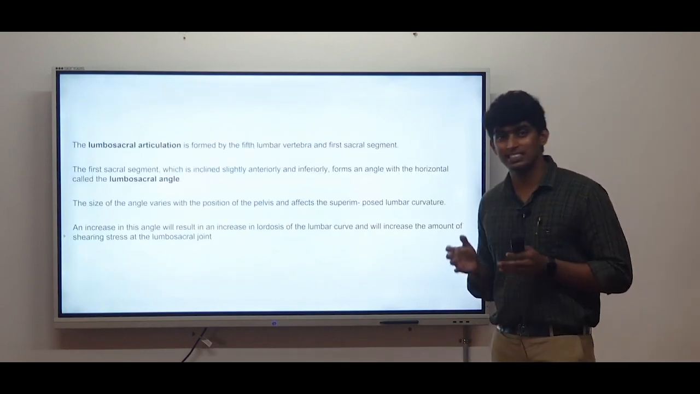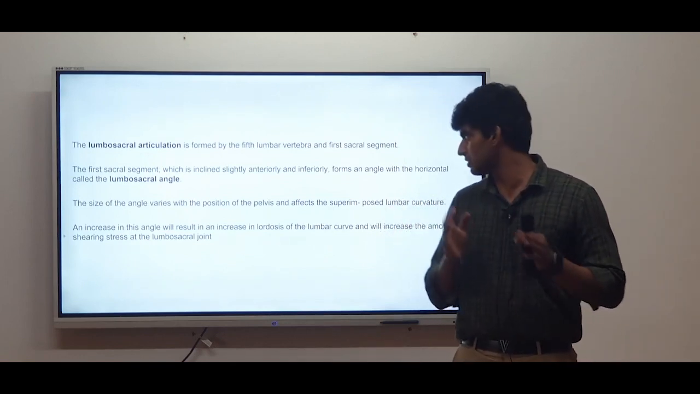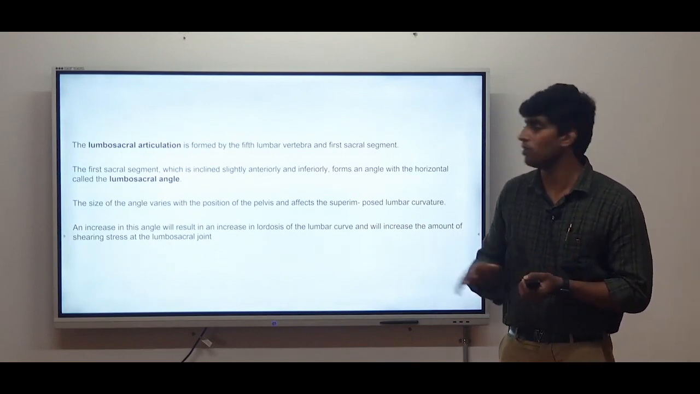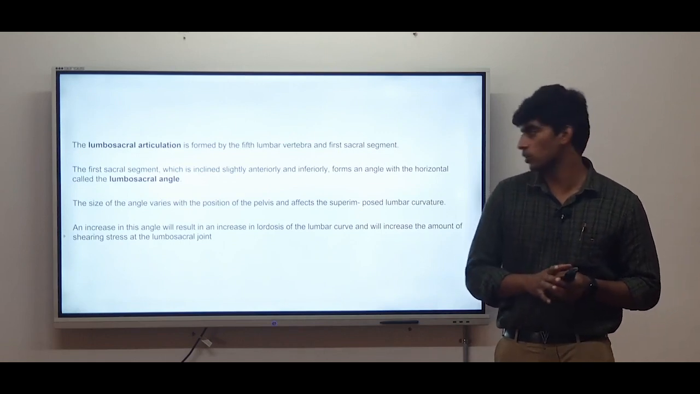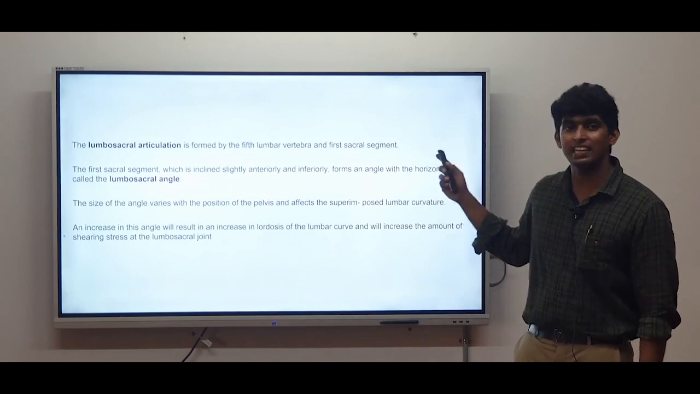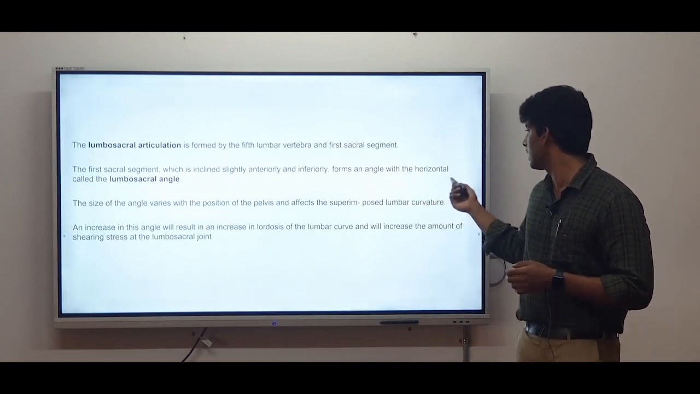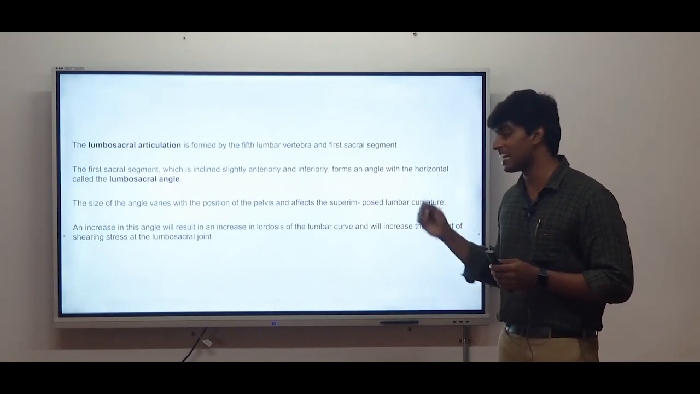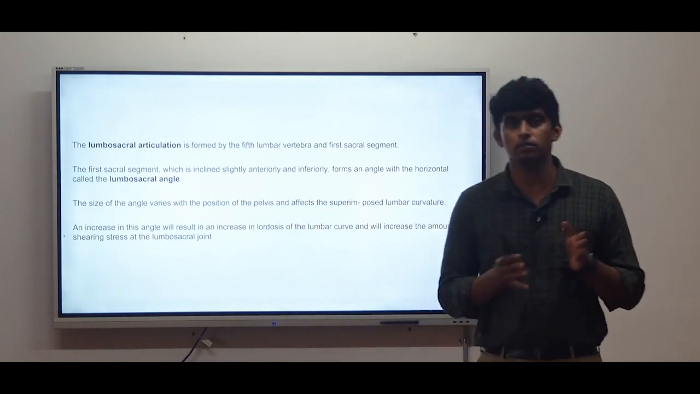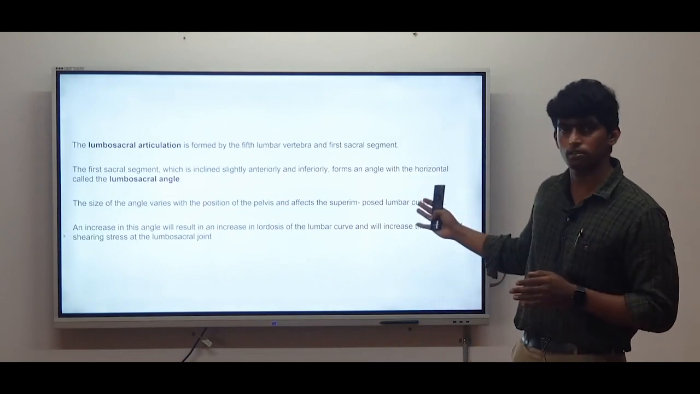The lumbosacral articulation is formed by the fifth lumbar vertebra and the sacrum, which means L5 and S1 are combined together to form the lumbosacral articulation. The first sacral segment is inclined slightly anteriorly and inferiorly, and forms an angle with the horizontal called the lumbosacral angle. This is one of the important parts, the lumbosacral angle. This can be asked in your examination. From an exam point of view, it has to be thorough.